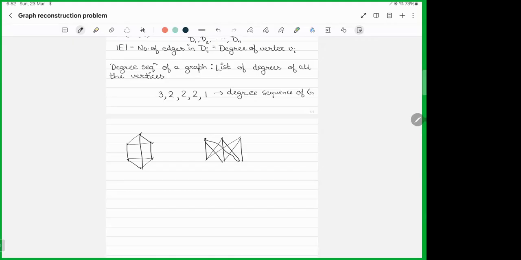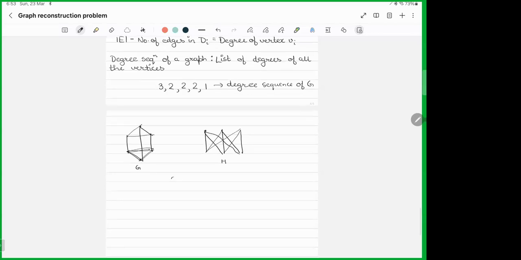Yeah. So you can see that these graphs G and H are not isomorphic. Why are they not isomorphic? Because G has a cycle of length 3, right? But H doesn't have any cycle of length 3.